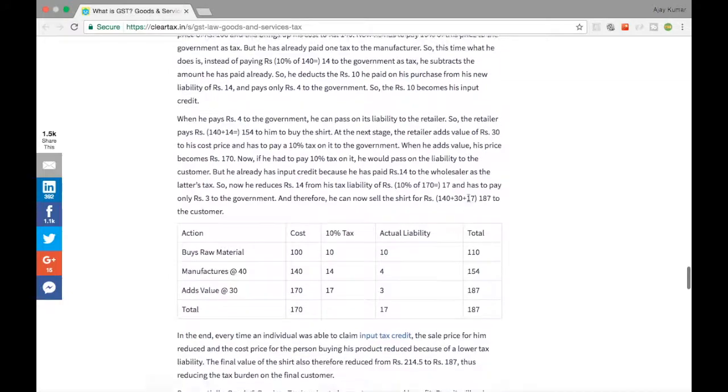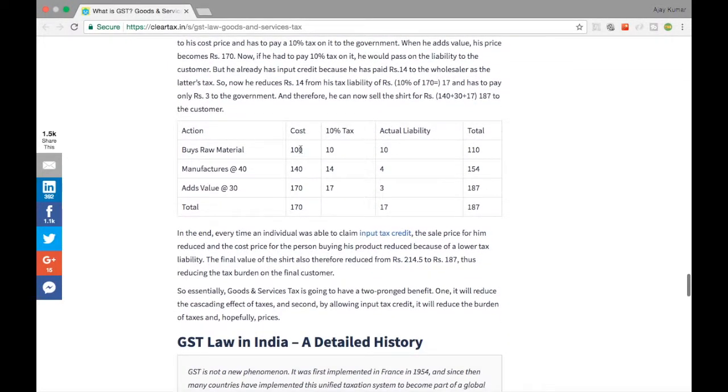If you see how GST will change this, it is the same 100, you are buying the same raw material for 100 rupees, you will pay the 10% tax, so you are liable for only 10 rupees, so 110. Now the manufacturer is going to sell at 140. If he sells at 140, the 10% tax is 14. However, the 10 is already paid by the previous guy when he bought the raw material. So you don't have to pay 14, you just deduct 14 minus 10 and you pay only 4. So the next level guy will be paying only 4 rupees.